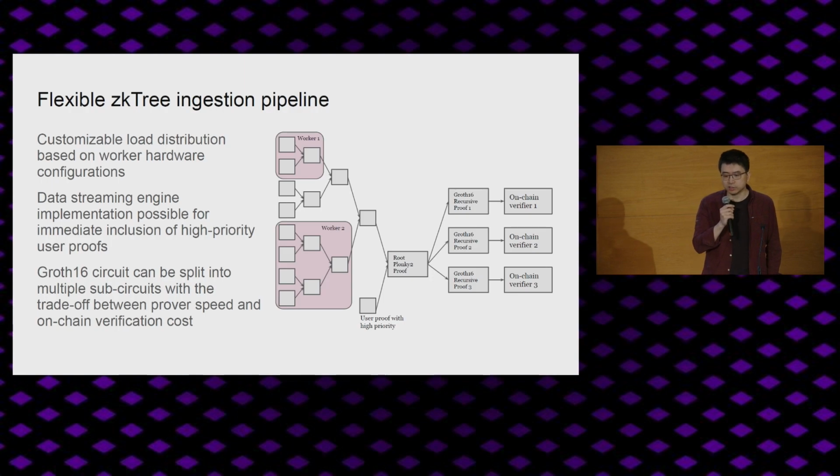The proving pipeline is very flexible. For example, we can customize the load distribution based on workers' hardware configurations. We can make it a data stream engine to make it possible for immediate inclusion of high priority user proofs. In this case, we will allocate a balanced binary tree. And the final Groth16 circuit can be split into multiple sub-circuits with a trade-off between prover speed and on-chain verification cost.